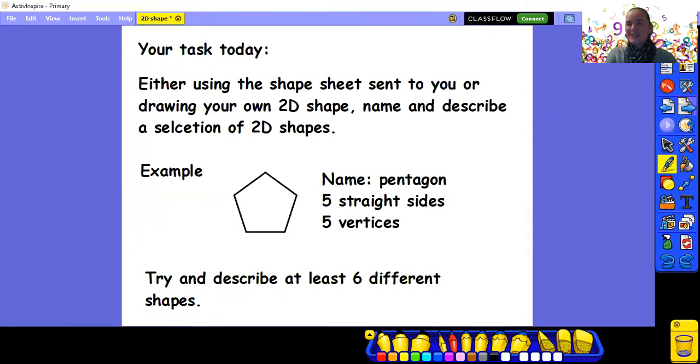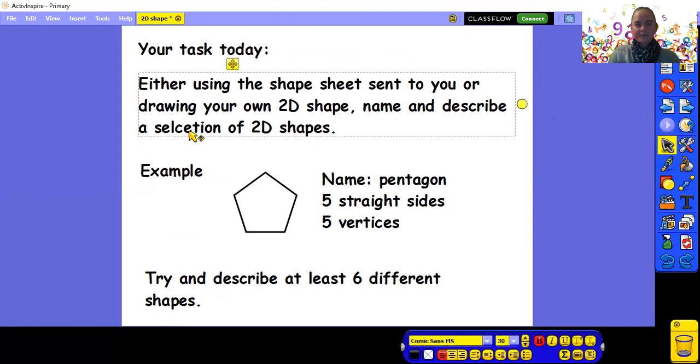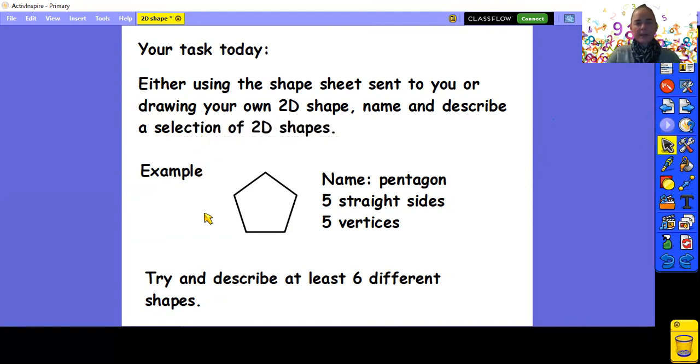Okay, so your special task today is to either use the shape sheet that has been sent to you, or you could draw your own 2D shapes. Then we would like you to name them and describe them. So I've just realised there's a spelling mistake on there, sorry. Oops. So I've just given you an example here. I've drawn a pentagon here, or you could cut your pentagon out and stick it on your piece of paper.